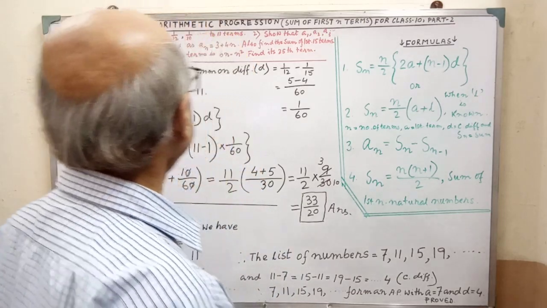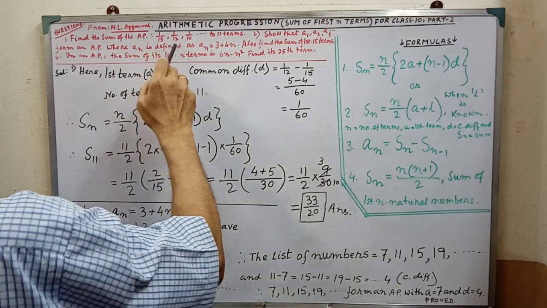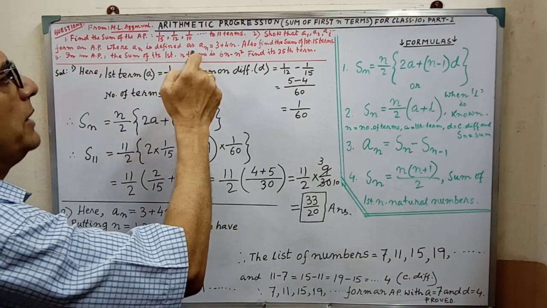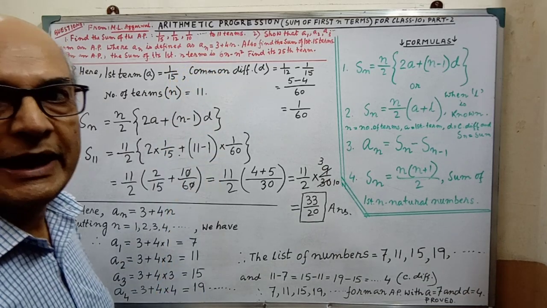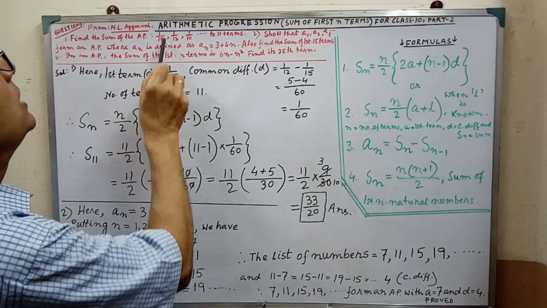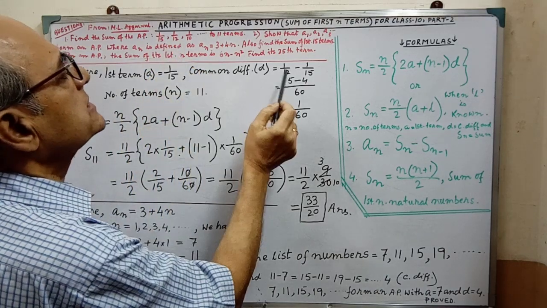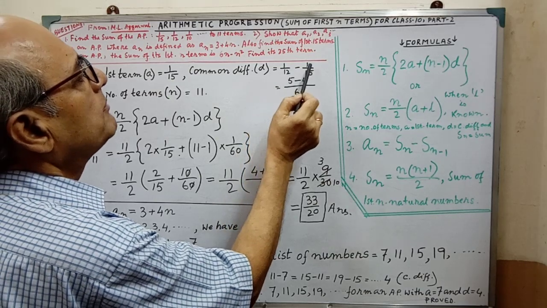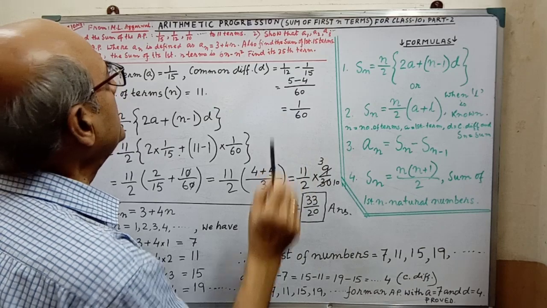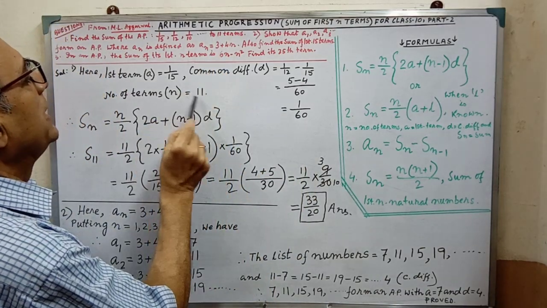See the board. Find the sum of the AP, that is 1 by 15, 1 by 12, 1 by 10 to 11 terms. So here first term a equal to 1 by 15, common difference, that is second term minus first term, that is 1 by 12 minus 1 by 15. By simplification it is coming 1 by 60, and number of terms, that is given 11.